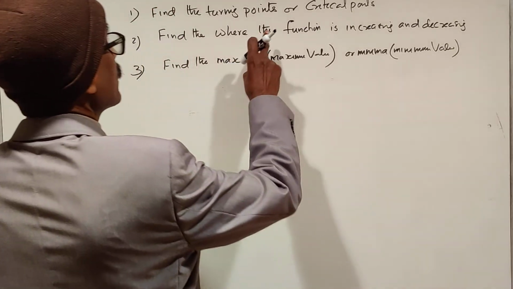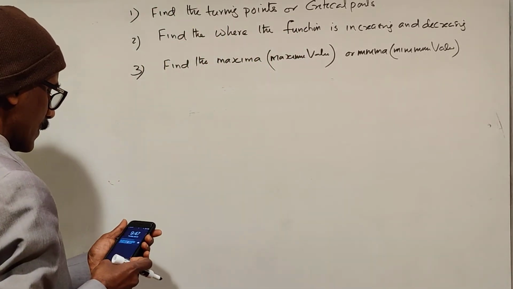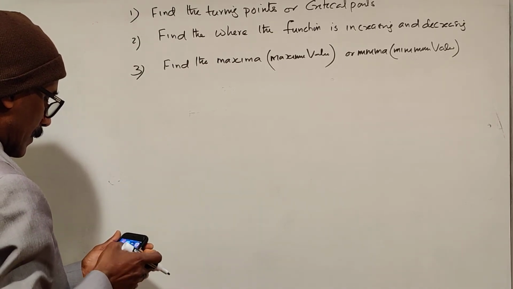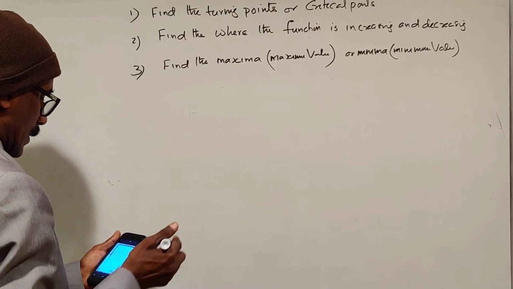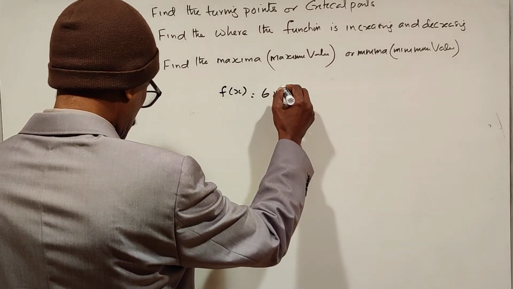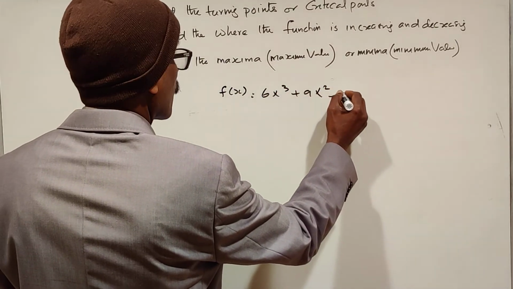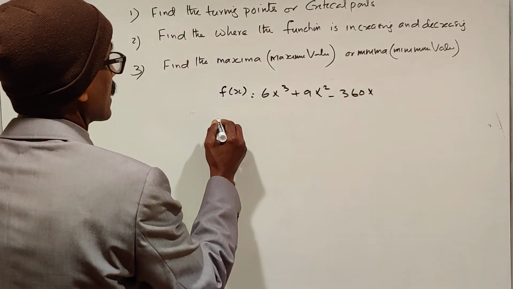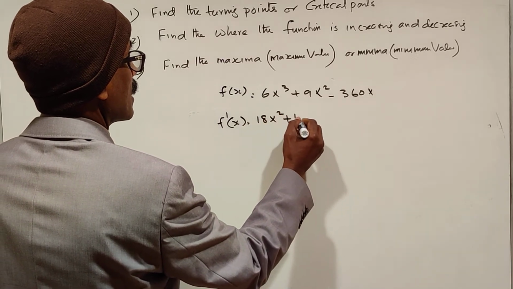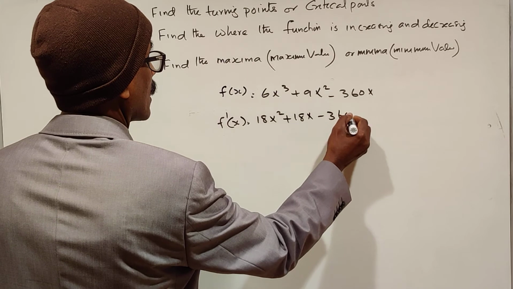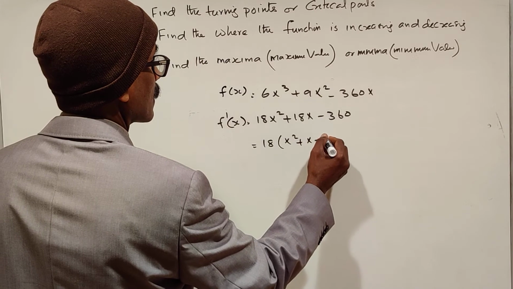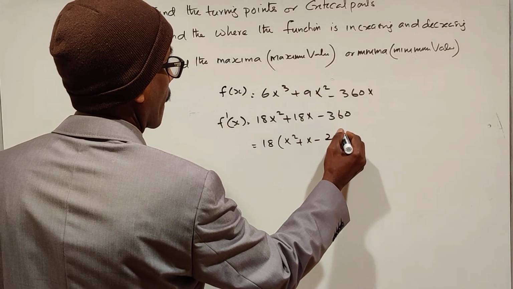The second one, find where the function is increasing. The question is, one more time. Okay, f(x) equals 6x cube plus 9x square minus 360x. What is f dash x? f'(x) is 18x square plus 18x minus 360, which is 18 times (x square plus x minus 20). Okay.